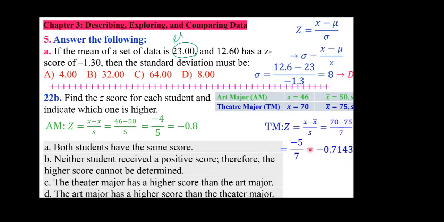I hope you realize the meaning of it, and that is, when the z-score is 0, the score is equal to the average, to the mean. If it's positive, it's better than average, it's above average. If it's negative, it's below average. So both cases happen to be below average in their class in art measure as well as theater measure.